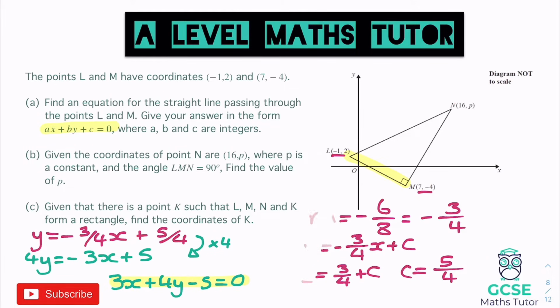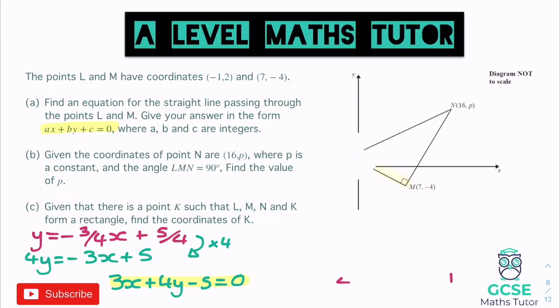So let's get rid of some of this working out here. Okay, now part B is looking at a different line here. It's looking at the point N, and the point N is on the line M to N. So it says there, given the coordinates of N are 16, p, which are given to us on the diagram, where p is a constant, and the angle LMN is 90 degrees, find the value of the constant p.